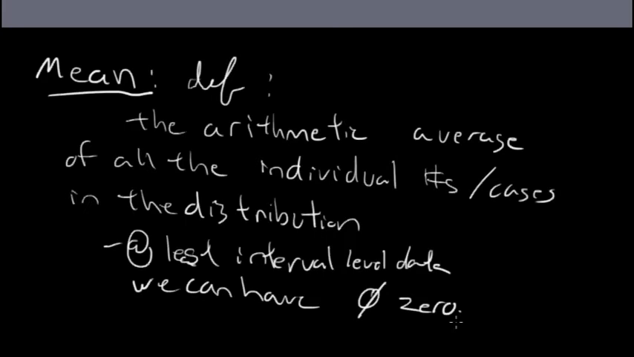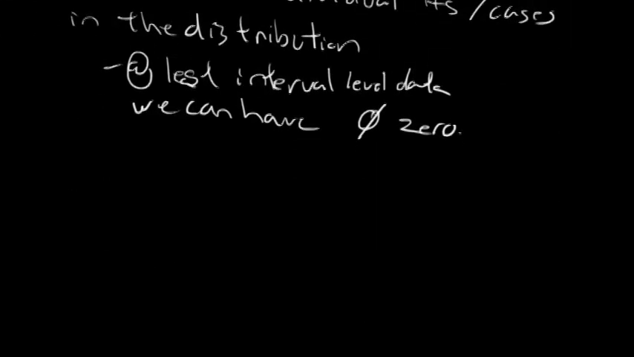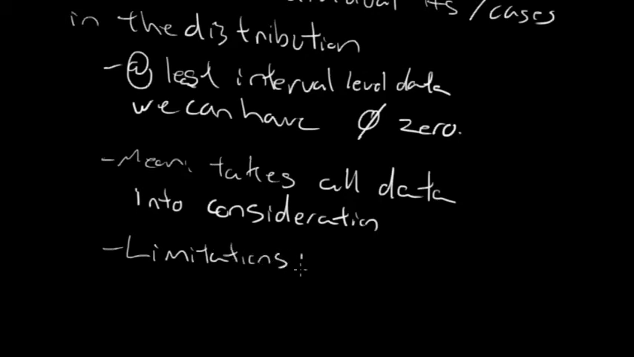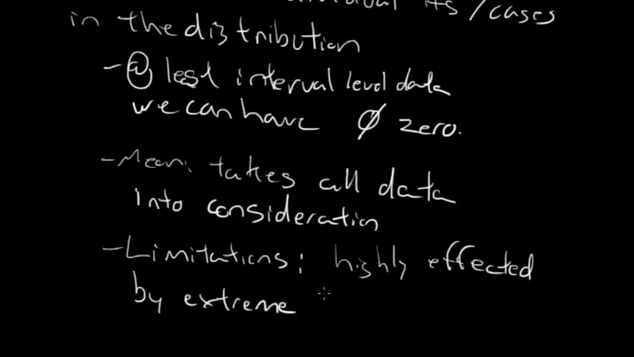But it's different than the median. Because remember, the mean, as long as there's no extreme scores, then the mean takes all of the data into consideration. But right there, that's one of its limitations. It's highly affected by the extreme scores. For example, when we mentioned income.